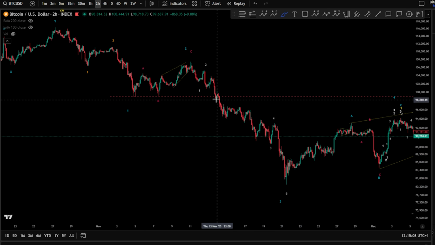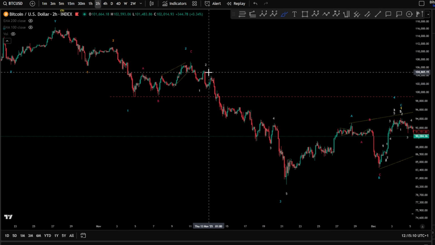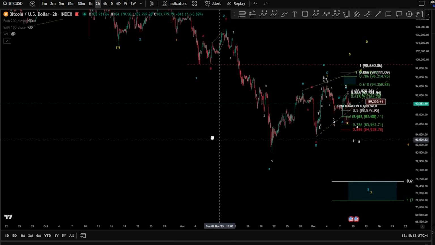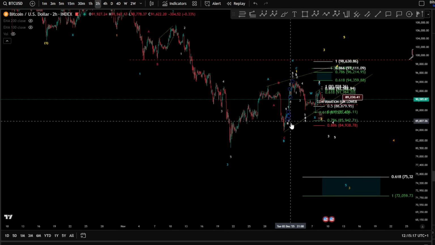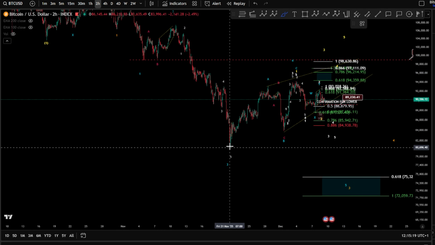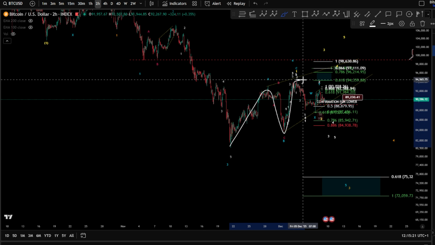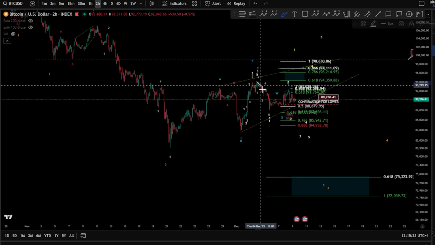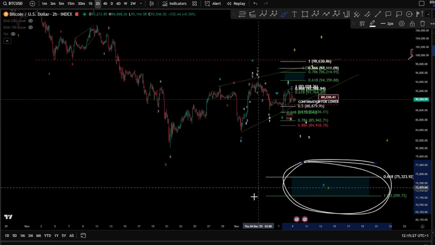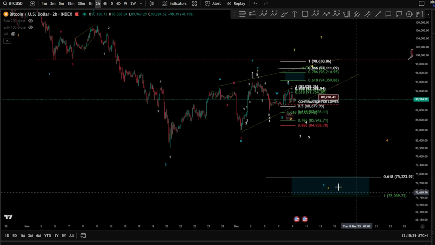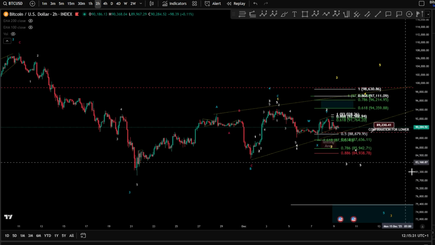This is a good impulse, but still okay. Yeah, still okay. We can call it, of course, an impulse. And we see right now a finished ABC probably. So this ABC zigzag is still, of course, a potential scenario for a 1-2-3-4-5 continuation for the next wave 5. Target is 75 or 72K or in between.